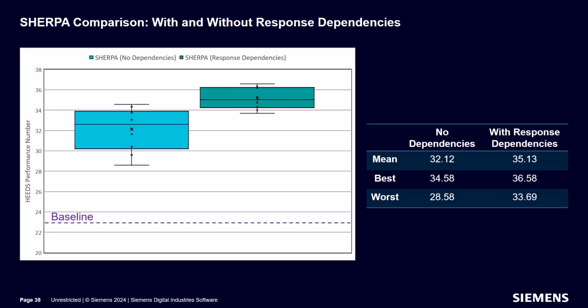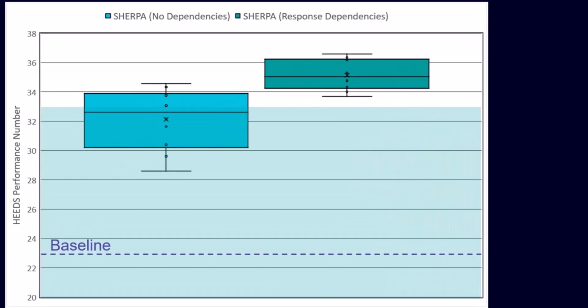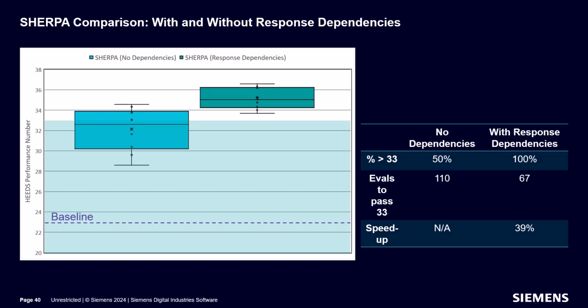But what about the speed to finding innovative solutions? If we choose a set threshold for comparison, here we choose a performance value of 33 or greater, then we can ascertain the speed in achieving that threshold during the optimization. If we compare the percentage of optimizations with each technique that surpassed the threshold, having a best performance greater than 33, we see that all 10 optimizations with the response dependencies defined surpass the threshold. Whereas, when the response dependencies are not used, only 5 of the 10 optimizations reach the threshold.